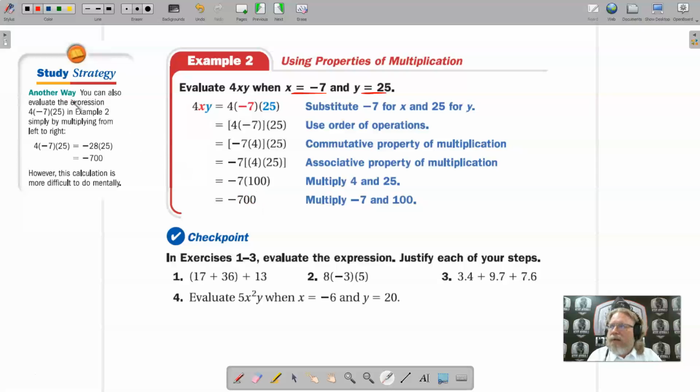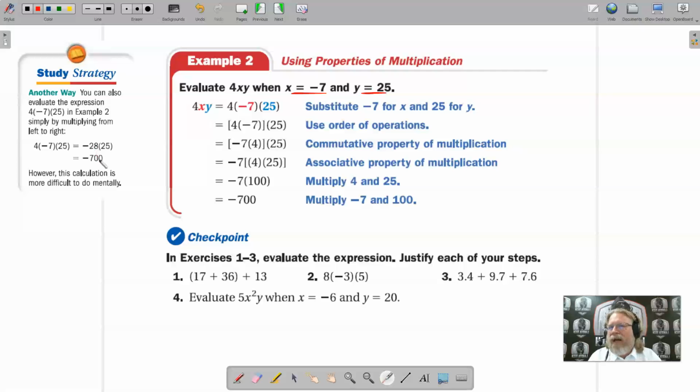Now there is another way you could have done it. You could also evaluate the expression 4 times -7 times 25 in this example simply by multiplying from left to right. 4 times -7 is -28. Now that's probably not mentally too difficult. 4 times 7 is 28. Positive times negative is negative. That part's not all that bad. But really, mental mathing 28 times 25? That's probably not something that most people would do in their head.